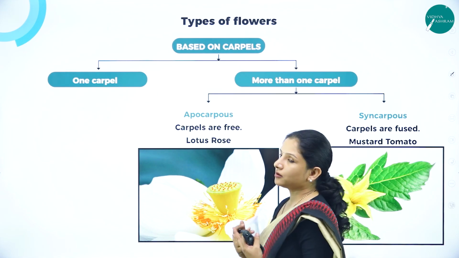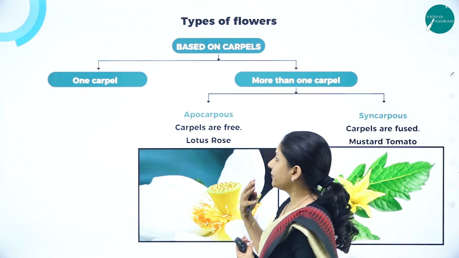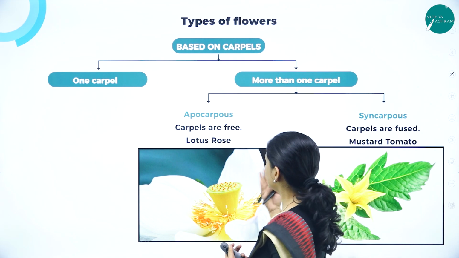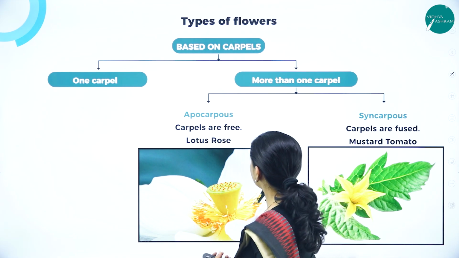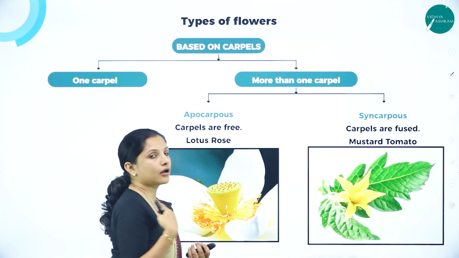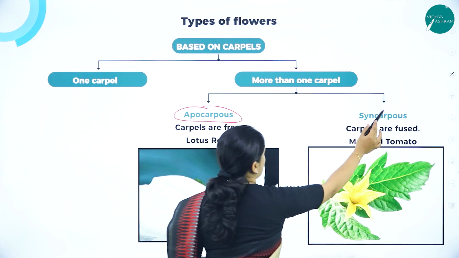Next, based on the number of carpels in the gynoecium, it can be one carpel or more than one carpel. So monocarpellary or more than one carpel. If it is more than one carpel, they are of 2 types. It can be apocarpous or it can be syncarpous.